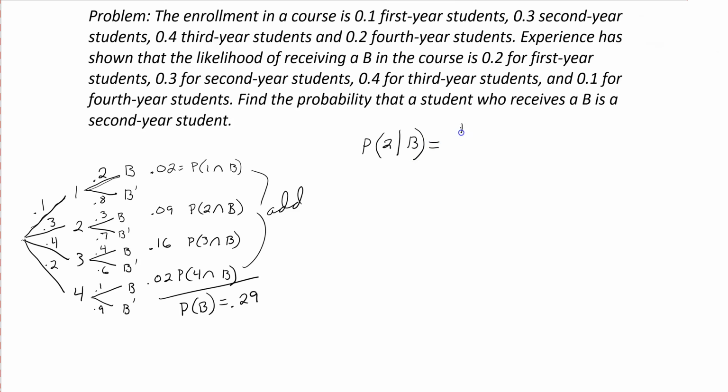That means we want to find the probability of the intersection of a second-year student with B and divide that by the probability of B. Now, with all the work that we did, we can see that the intersection of a second-year student getting a B was 0.09. And the probability of getting a B was 0.29. When we divide these, we will find out the probability of a second-year student getting a B is 0.31.